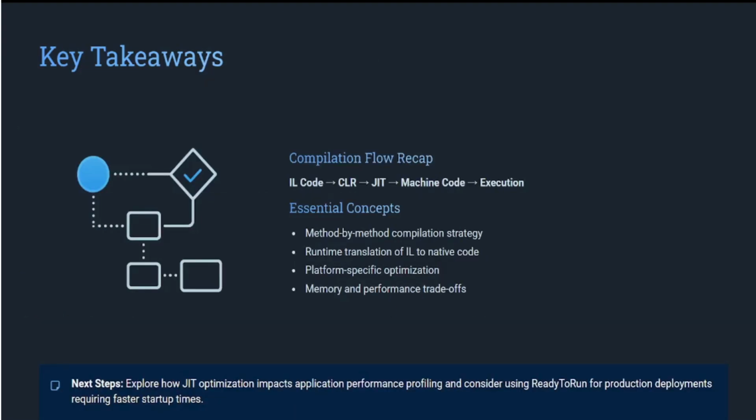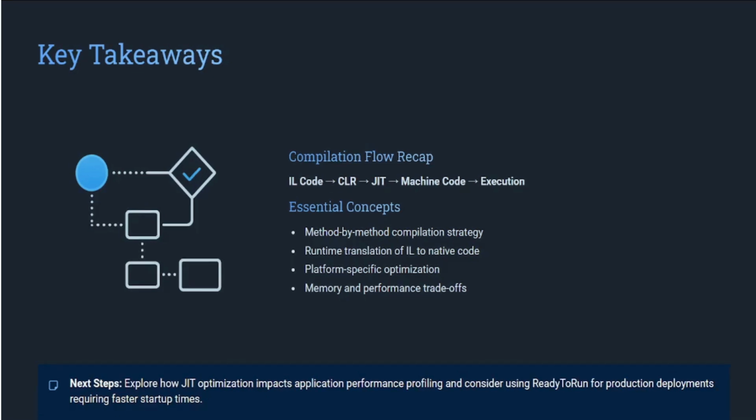Okay, let's quickly go through the flow once again. When we write code, it is first converted into IL code during compilation. Then the CLR loads that code and prepares an environment for execution. After that, the JIT compiler converts IL code into machine code, but only when it is required. And finally, this machine code is executed by the CPU and we get the output. So, this is how the JIT compiler works internally in .NET.